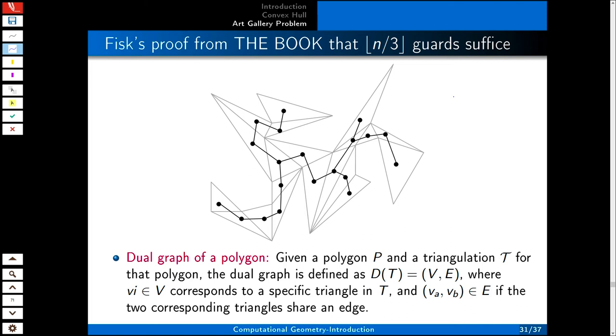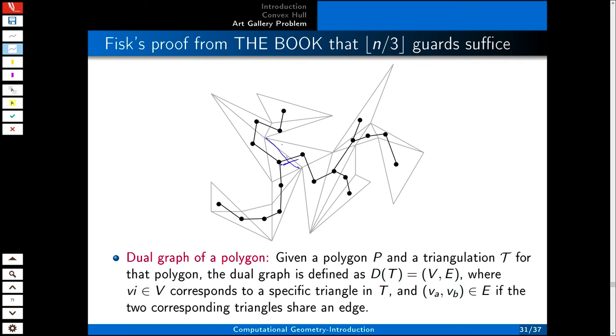Exactly. A little bit more formally, what does an edge represent in this dual graph? A diagonal. What happens if I cut the polygon along the diagonal? I take a scissor and cut the polygon along the diagonal. I'll get two polygons, right? That means if I remove any edge from this dual graph, I'll get two separate graphs. What graph has that property? A tree.